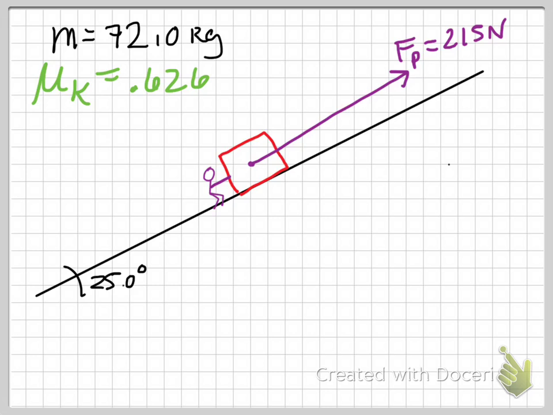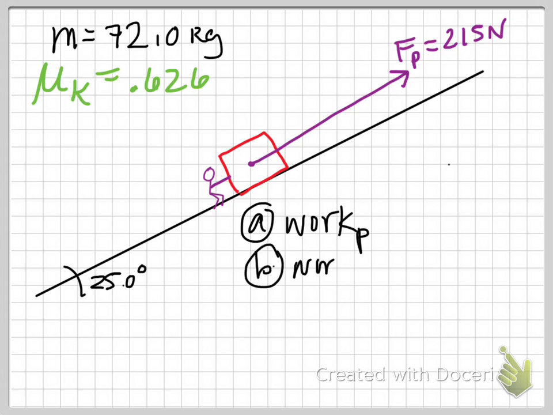What can we determine from this? So let's look at a couple different things. So A, work done by the pusher. B, work done by gravity. C, what force is left? Friction. Work done by friction.